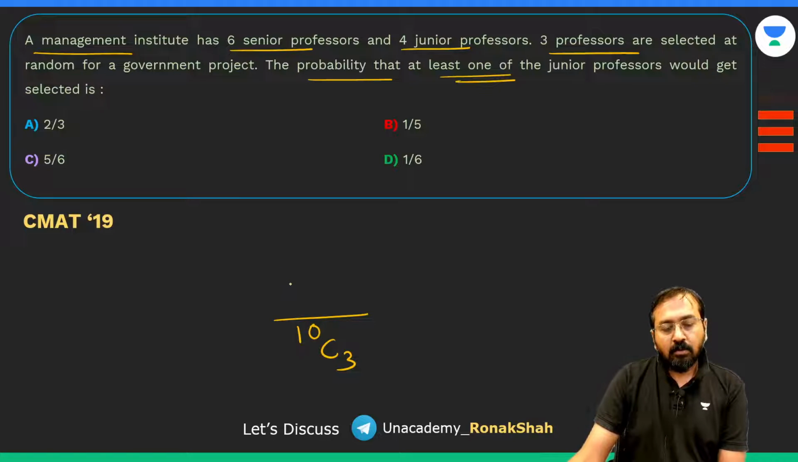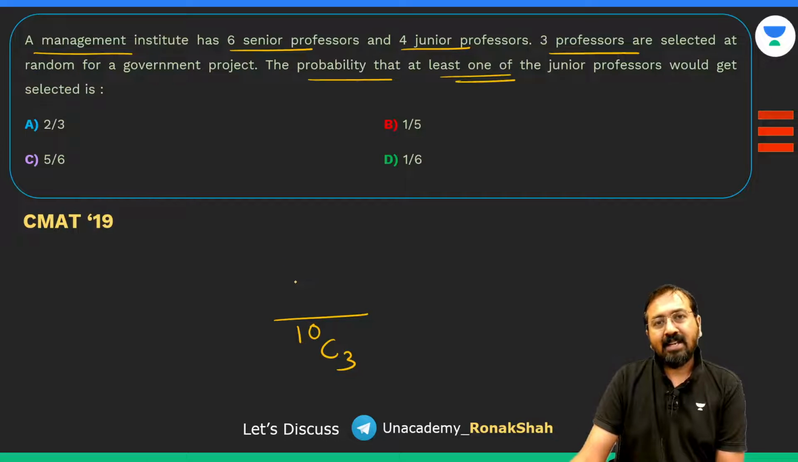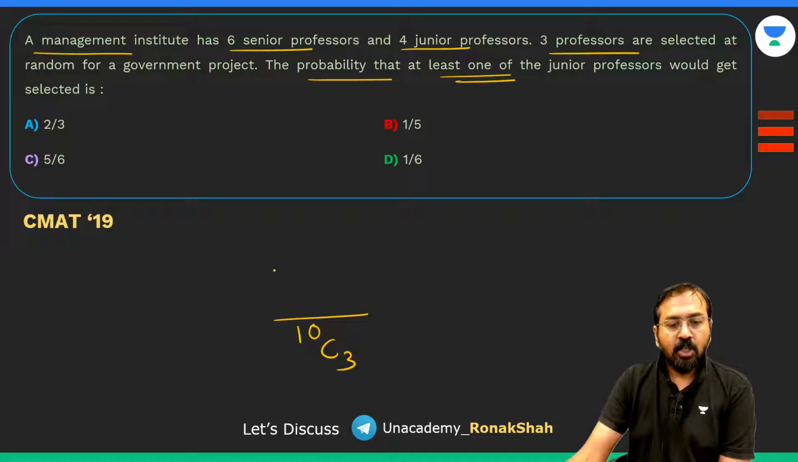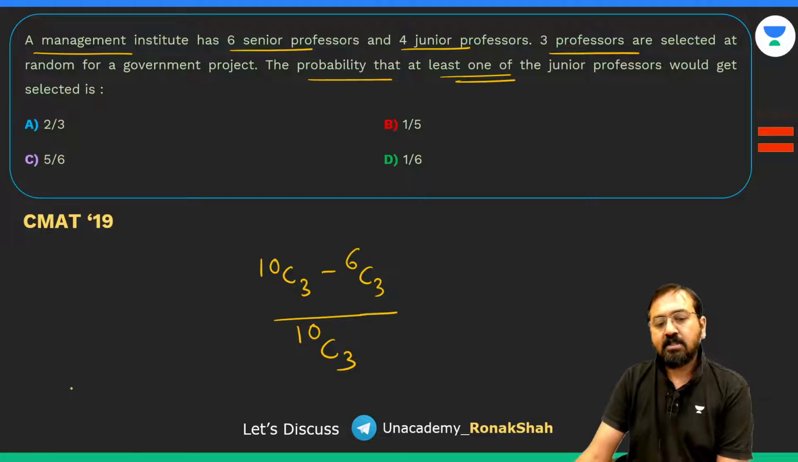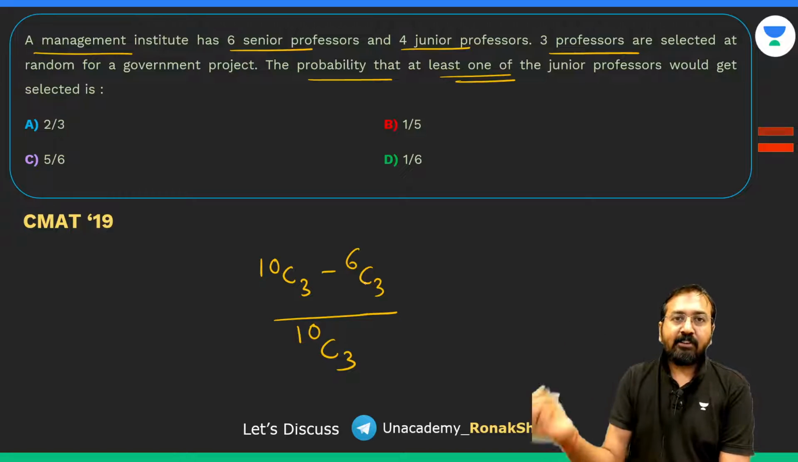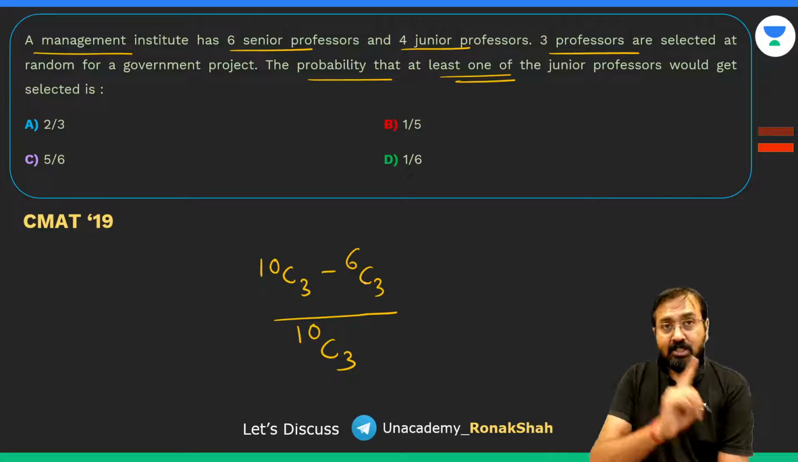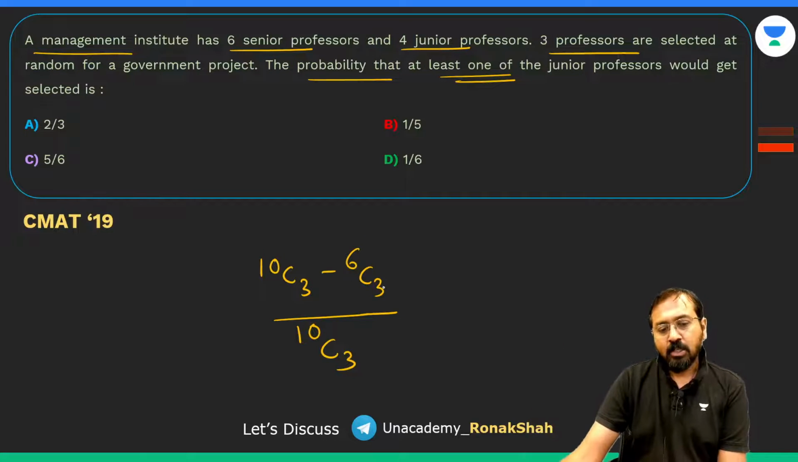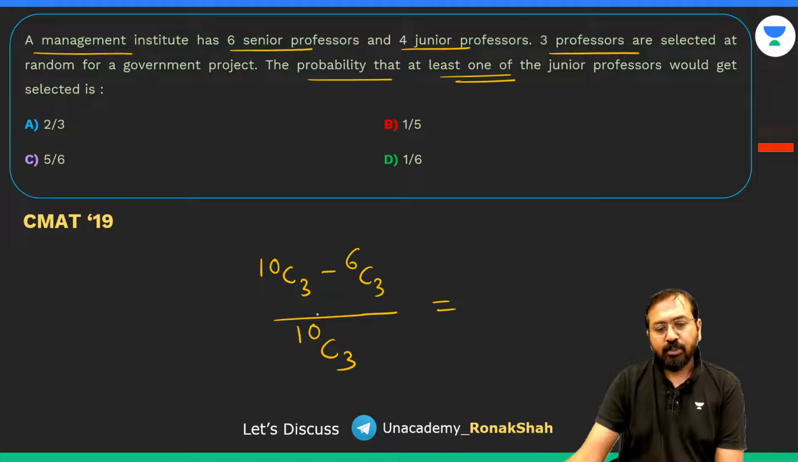So guys, in how many ways can I get at least one junior professor? Can I say total number of ways minus the number of ways in which we are getting all senior professors? If I subtract that, I will be left with all the ways where I am getting at least one junior professor. So this will be our answer. Now we need to solve this part.